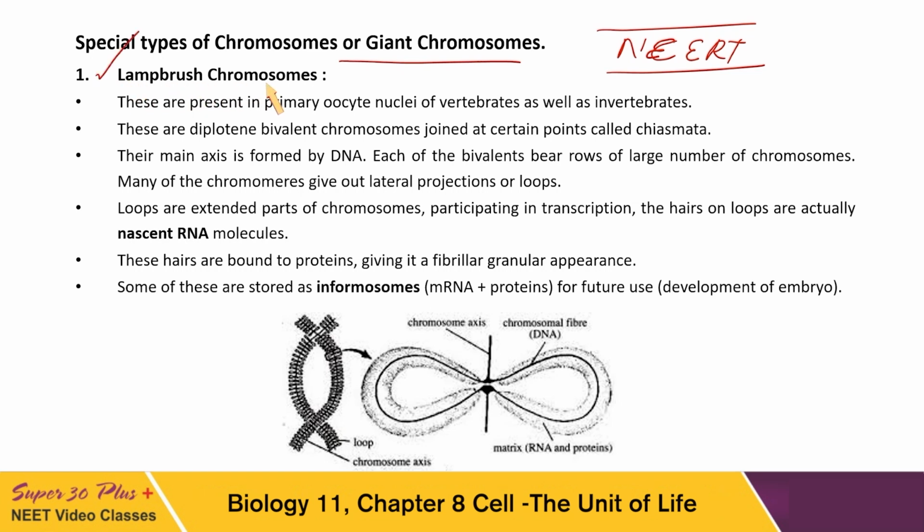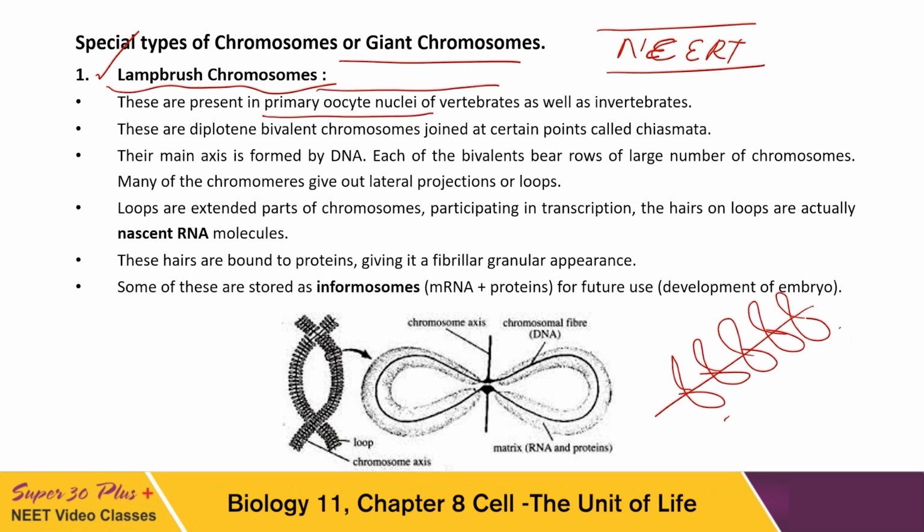One is lampbrush chromosome. The name is given because, you know, the brush used to clean the chimney of a lamp or the milk bottle of children, these chromosomes are brush-like, and because of this appearance they are known as lampbrush chromosomes. They are primarily present in the oocyte, a very important point, of vertebrates as well as in some invertebrates. These are diploid bivalent chromosomes, joined at points called chiasmata.